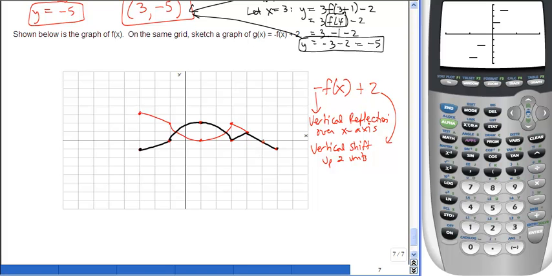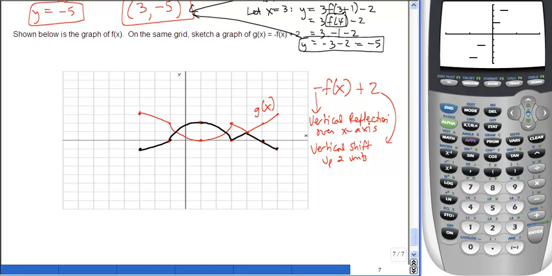This point is at 0. When I reflect it, it doesn't move, but when I shift it up 2 units, it ends up here. And this point, when I reflect it over the x-axis, it goes to here. And when I shift it up 2 units, it ends up here. And all 3 of these points were in a straight line, so all 3 of these are in a straight line. So this graph in red is g of x.